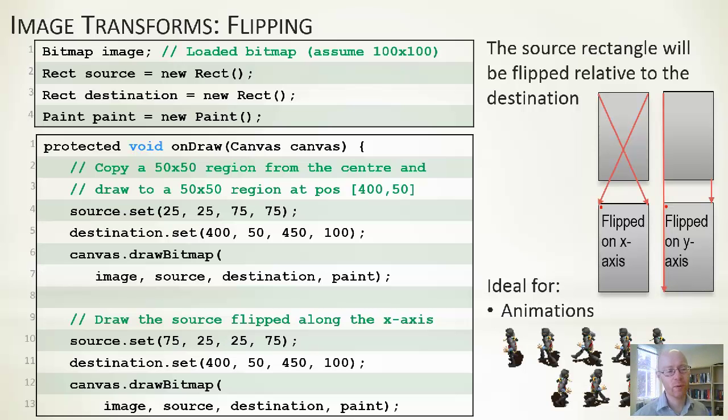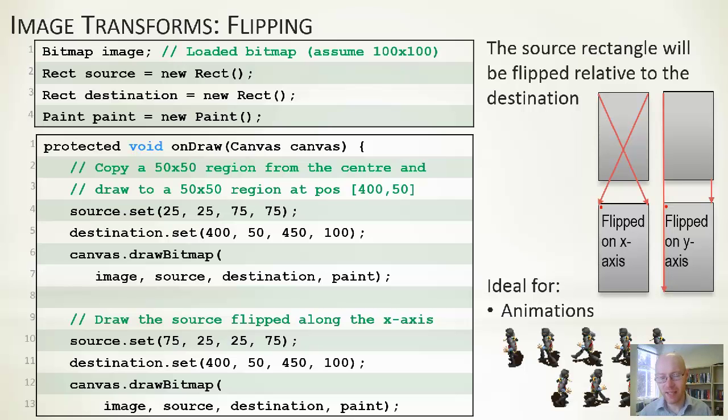In line 4, we're setting up the source to be 25, 25 in, 50 and 50 down. For the destination, we position the top left at 450 and 100 down, so that's a 50 by 50 region for the destination rectangle. We're then drawing that out. That will take the middle 50 by 50 of the source and draw it to that particular destination. So far so good. That's our starting point.